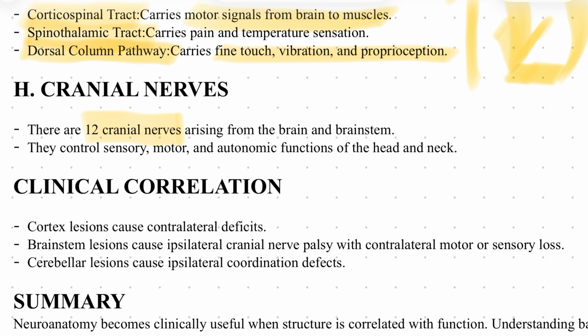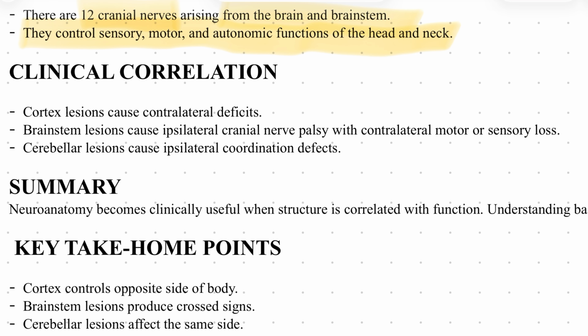Then coming to spinal cord, extends from medulla to L1 to L2 vertebra level. Major tracts: corticospinal tract, it carries motor signals from brain to muscles. Spinothalamic tract carries pain and temperature sensation from periphery to central. Then dorsal column carries fine touch, vibration and proprioception from periphery to central.